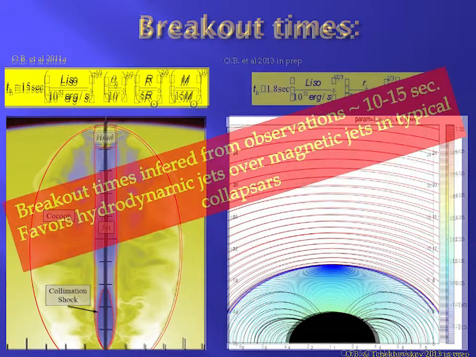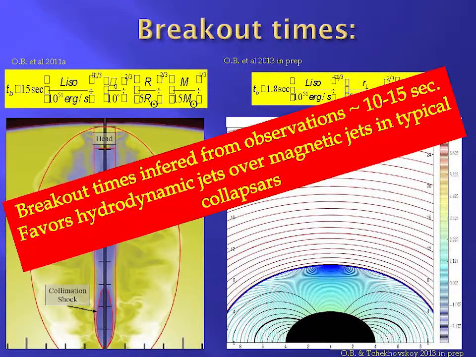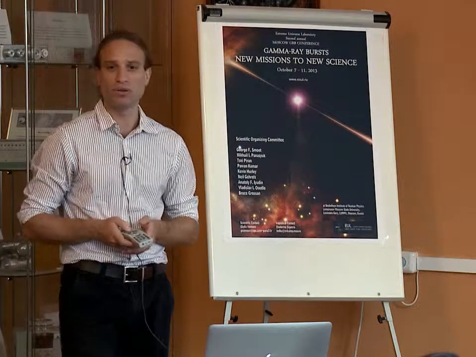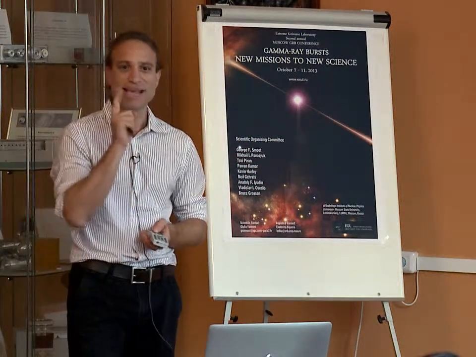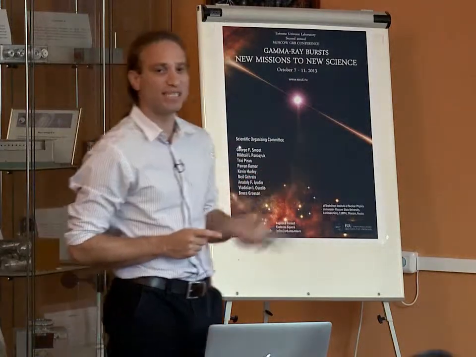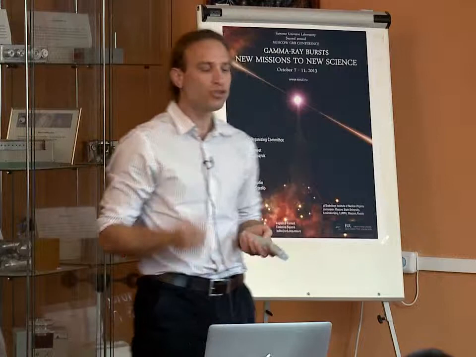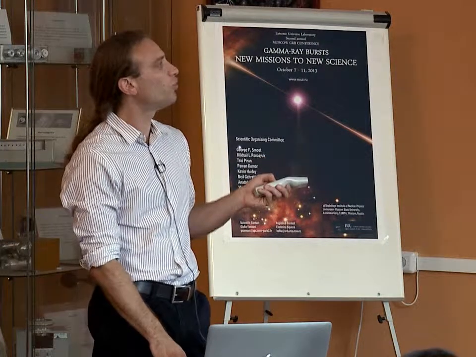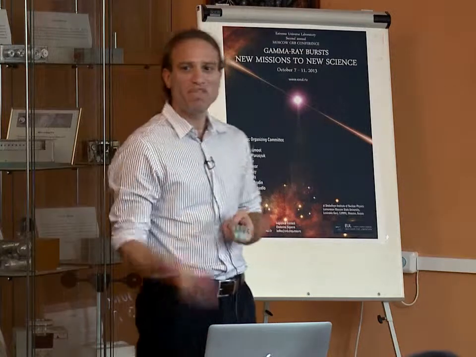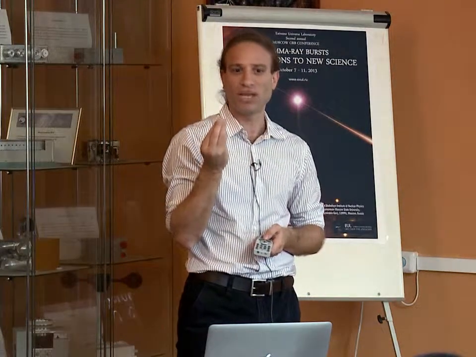And now I'm going to do the connection to the first part of my talk. I'm going to remind you that the breakout times that were inferred from observations were on the order of 10 to 15 seconds. So the conclusion that I make from this is that in a collapsar model, hydrodynamic jets are favorable over magnetic jets. Now, it doesn't mean that the jet over here is launched as hydrodynamic, but something needs to happen and change this jet from magnetic to hydrodynamic. Otherwise, it's going to be very hard to stop this jet from breaking out of the star.